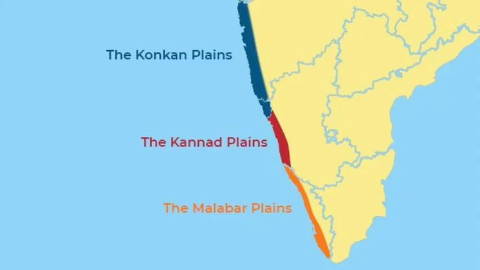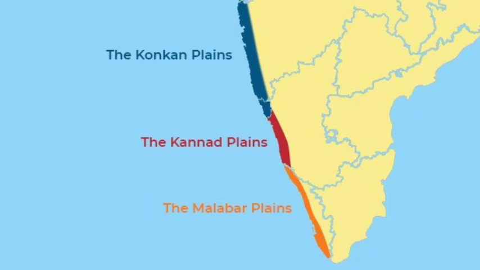It consists of three sections. The upper section, that is the northern part, is called the Konkan part. It is from Mumbai to Goa. Then the second, middle part, the central stretch, is called the Kannada plain. It is in Karnataka. And the lower part, the southern stretch, is referred to as the Malabar coast. If you have a closer look on the map, it is very easily seen.